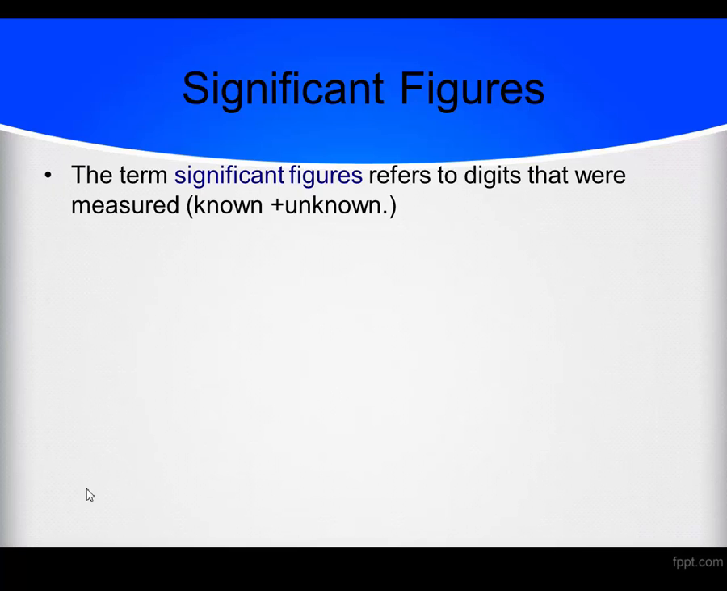The term sig figs or significant digits, people go back and forth and say one or the other, refers to digits that wind up getting measured. So you guys all just turned in a lab to me with a whole bunch of significant digits, I hope. As long as you made sure to have your known values and your one unknown, your guess digit at the end, that uncertain digit, in each of your measurements, you should be doing pretty good.